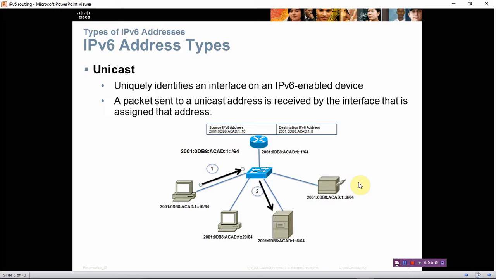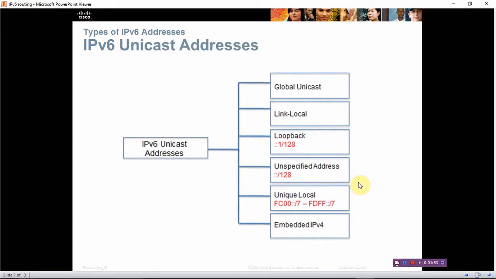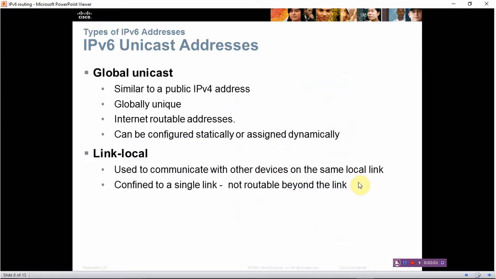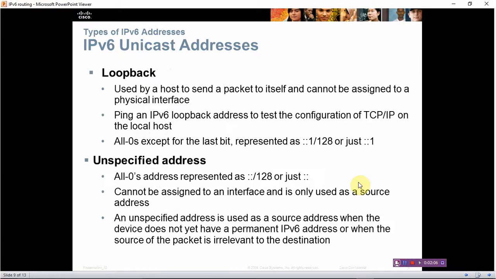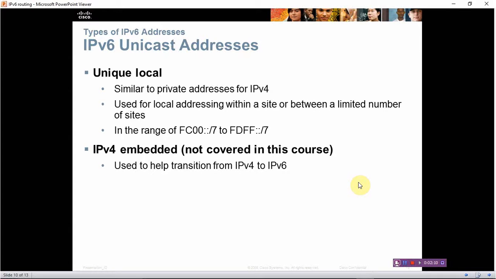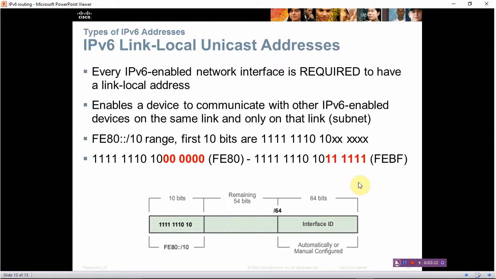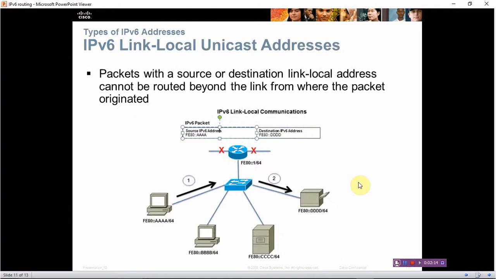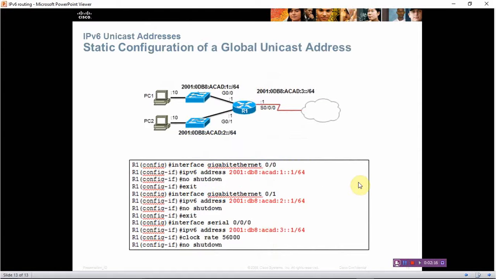And there are address types in IPv6. Unicast addresses are sent from a single device to a single device. The types are global unicast, link local, loopback, unspecified addresses, unique local, and embedded addressing. Here are the types and how they are used.